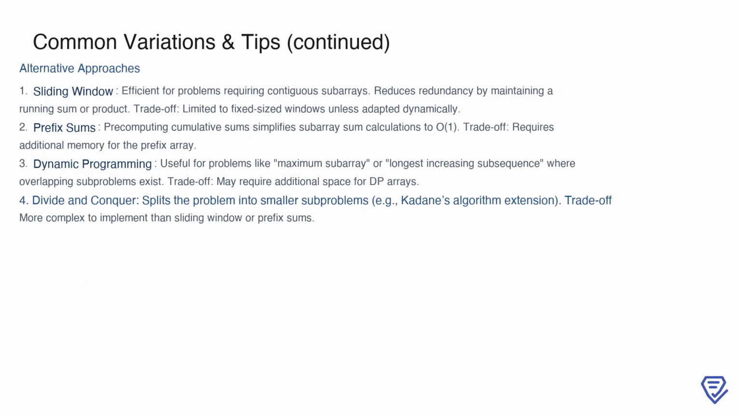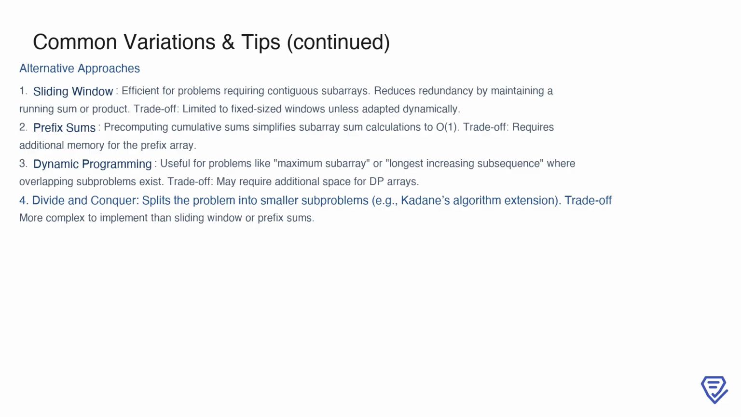There are also several alternative approaches to solving problems like this one, each with its own strengths and trade-offs. Sliding window techniques are particularly effective for finding contiguous subarrays, as they minimize redundancy by maintaining a running sum or product. However, they typically work best with fixed-sized windows unless you adapt the method dynamically. Prefix sums are another powerful tool. By pre-computing cumulative sums, you can reduce subarray sum calculations to O(1) time. The trade-off here is the additional memory required to store the prefix array.